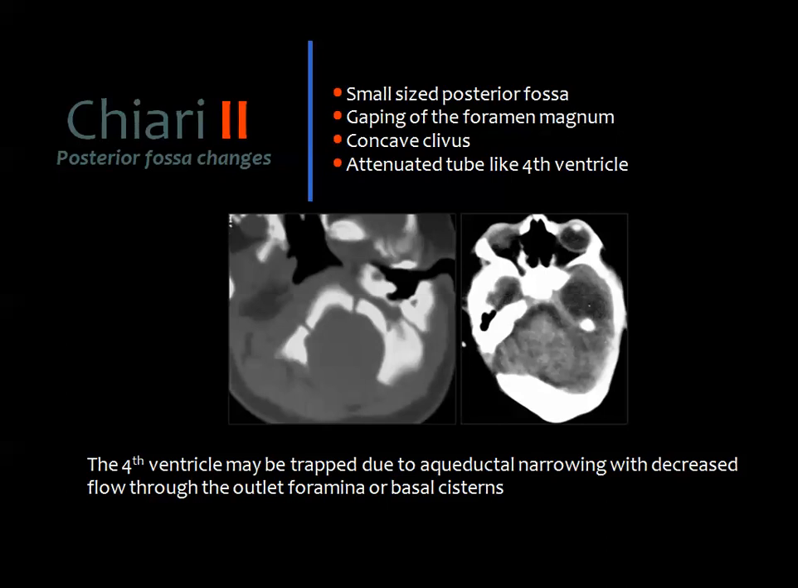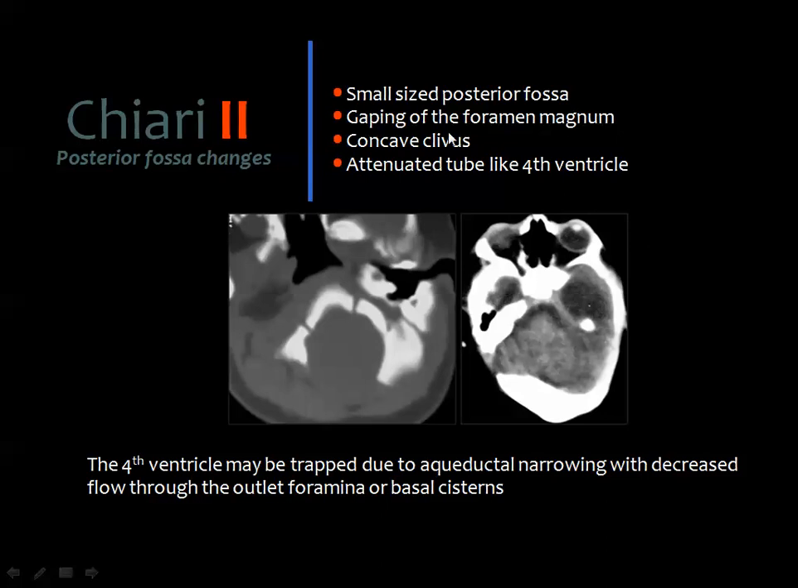Then we have three stages of manifestation of Chiari: manifestations in the posterior fossa, manifestations above the posterior fossa, and manifestations below the posterior fossa. Starting with those in the posterior fossa, number one, the posterior fossa is of a small size because some of the contents of the posterior fossa are now in the upper part of the cervical spinal canal.